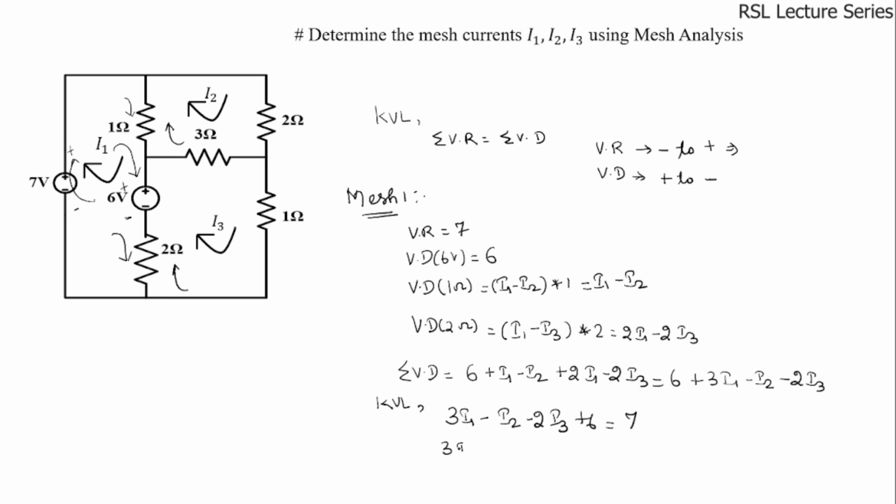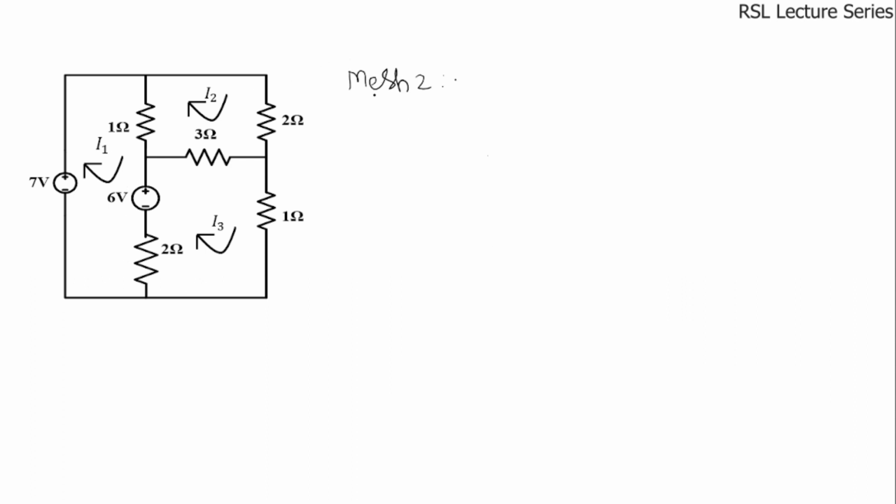Or 3I1 minus I2 minus 2I3 equal to 7 minus 6 equal to 1. So this is equation number 1. Next we have to write the mesh 2 equation. Similar to mesh 1, we have to write the voltage drop and voltage rise for mesh 2. So in mesh 2 we have 1 ohm resistor, 2 ohms resistor and 3 ohms resistor.